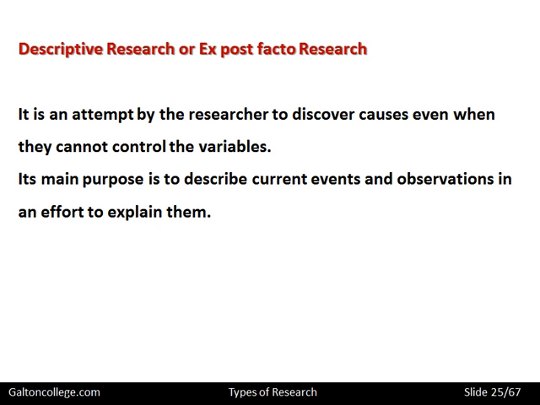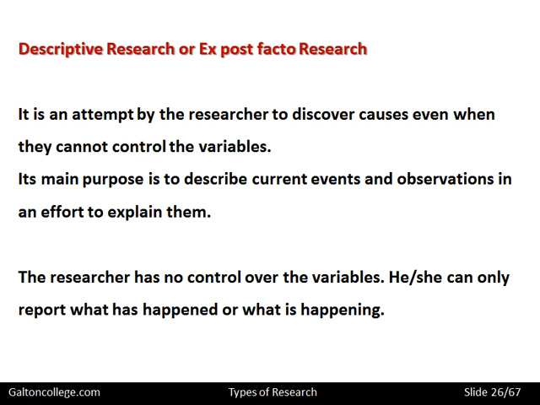Its main purpose is to describe current events and observations in an effort to explain them. So it describes the current events and observations and tries to explain what is happening. But the researcher has no control over the variables. He or she can only report what has happened or what is happening and try to explain what is happening. And that is the nature of descriptive research. It is describing what is happening and trying to make sense of it.